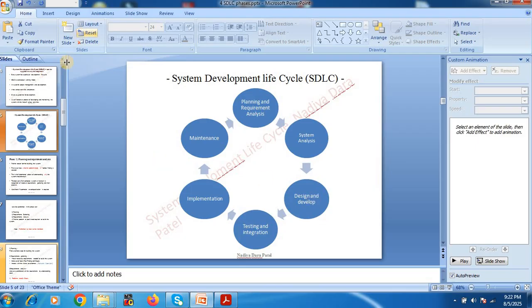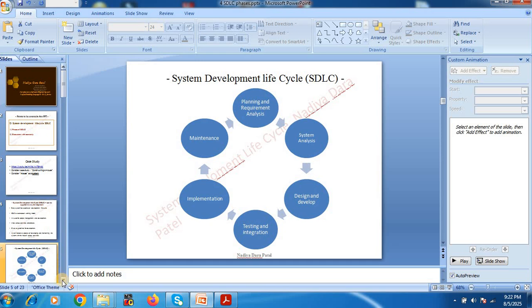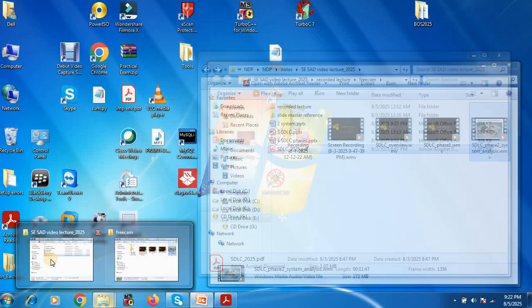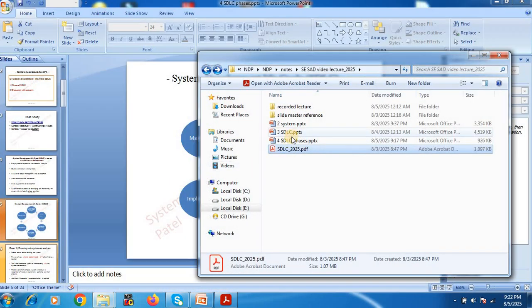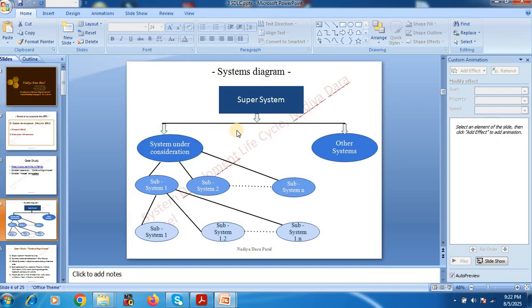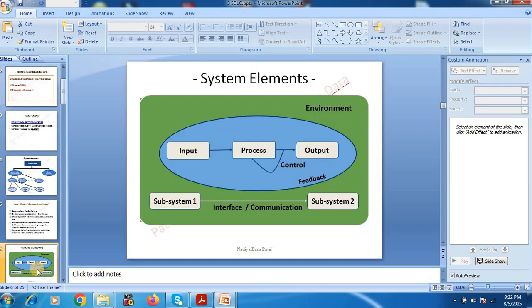But before that, I would also like to recall and remind you about two diagrams which we went through, which were about the elements of a system and the systems diagram, very importantly. These were the two diagrams we have discussed in detail. In the third phase of development of SDLC, where you are actually going to design and develop the system, you should keep in mind this diagram, where we have discussed already the environment, boundary, subsystems, smaller systems, every single thing.